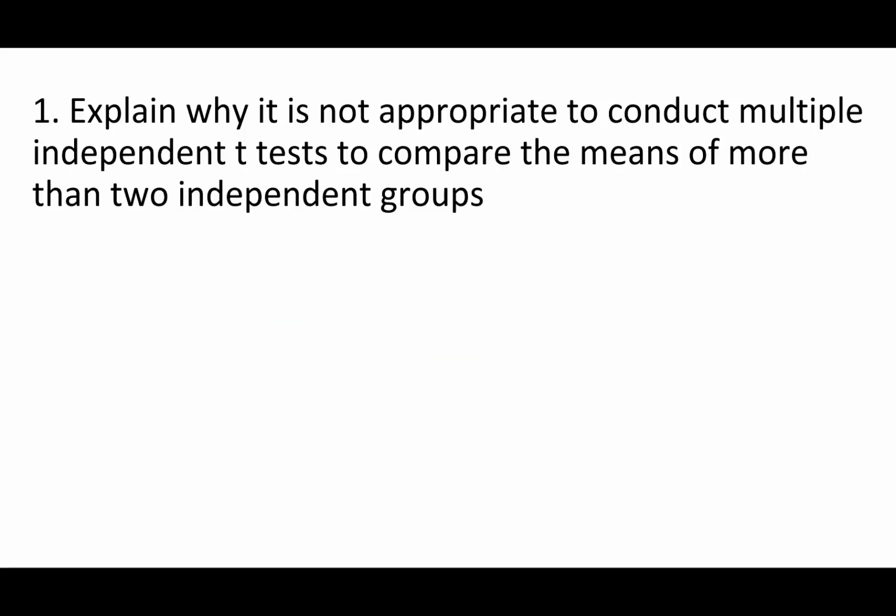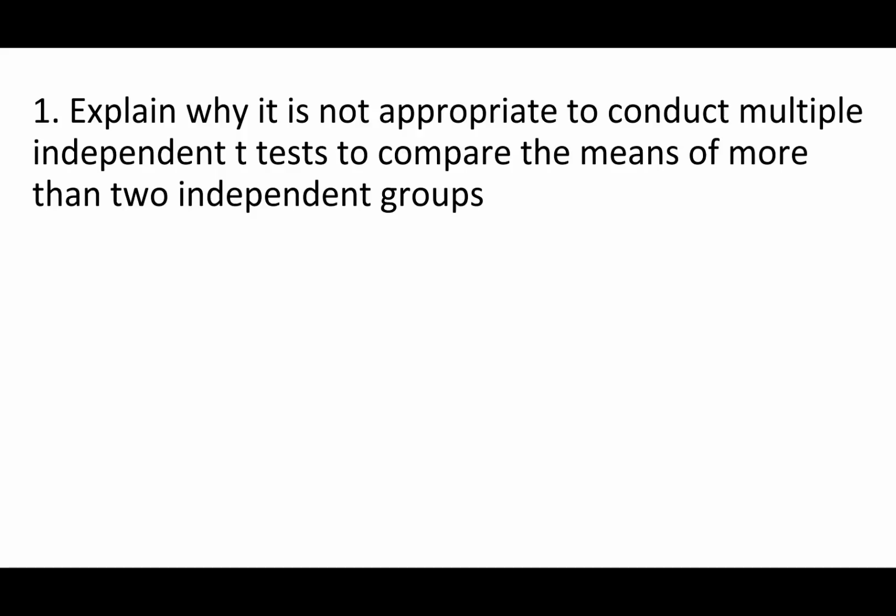Explain why it is not appropriate to conduct multiple independent t-tests to compare the means of more than two independent groups. ANOVAs are used to compare the means of 3 or more independent groups. One of the first questions that students usually ask when I introduce ANOVAs is, why can't we just do a series of independent means t-tests to compare all of the possible pairs of groups?